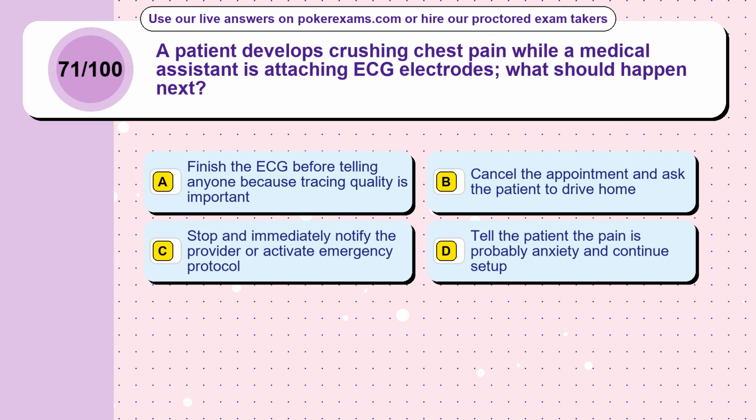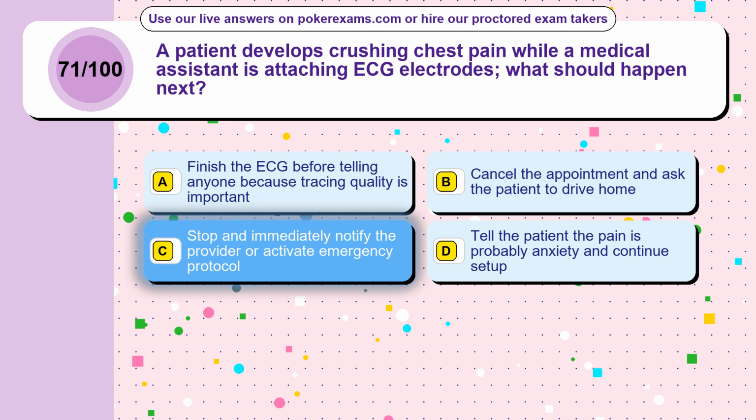Question 71. A patient develops crushing chest pain while a medical assistant is attaching ECG electrodes. What should happen next? Option A. Finish the ECG before telling anyone because tracing quality is important. Option B. Cancel the appointment and ask the patient to drive home. Option C. Stop and immediately notify the provider or activate emergency protocol. Option D. Tell the patient the pain is probably anxiety and continue setup.